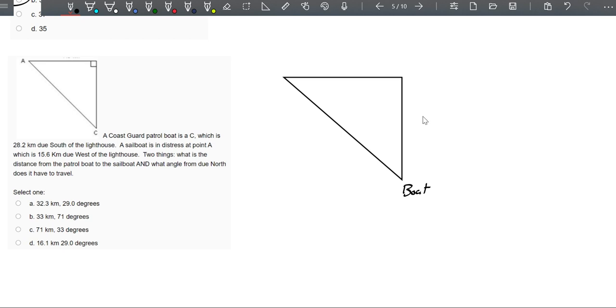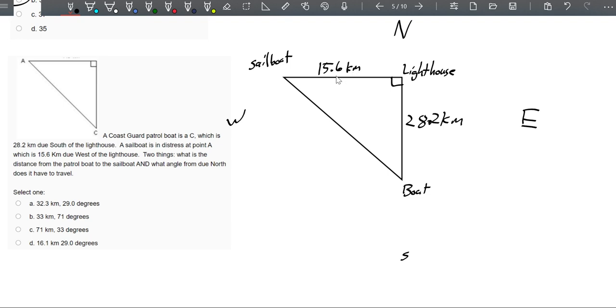It's 28.2 kilometers due south of a lighthouse. So 28.2 kilometers, and here is a lighthouse. That's our right angle there. I don't know if you know your compass directions, but north, east, south, and west. Here's where we are on the compass. And a sailboat is at point A, which was this point over here, 15.6 kilometers due west of the lighthouse. So from the lighthouse we go this way, 15.6 kilometers. Okay, here's our setup.